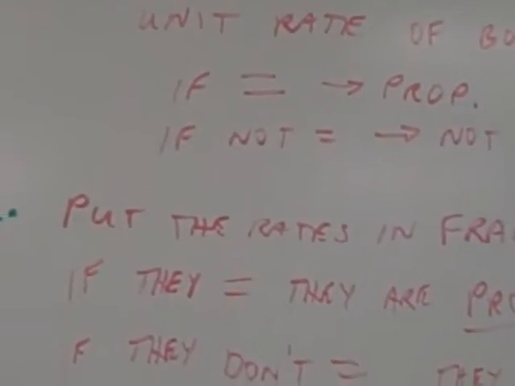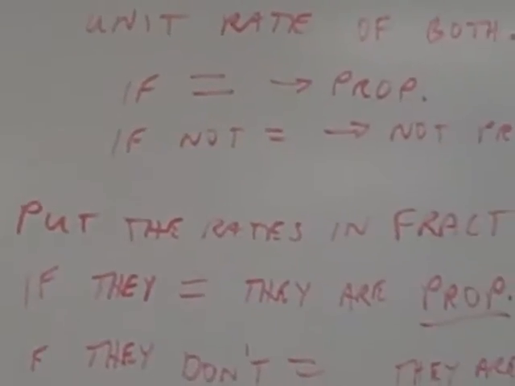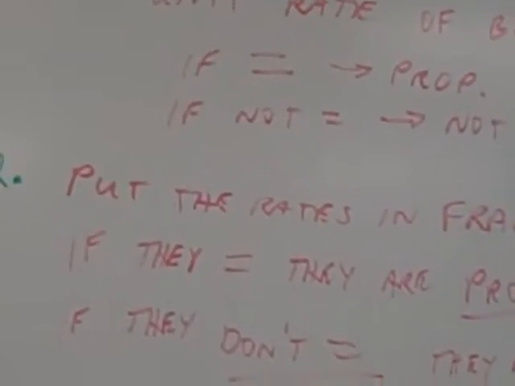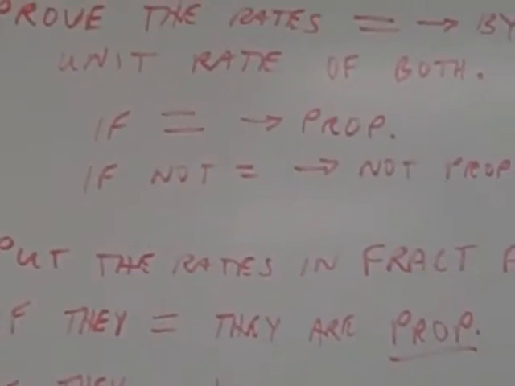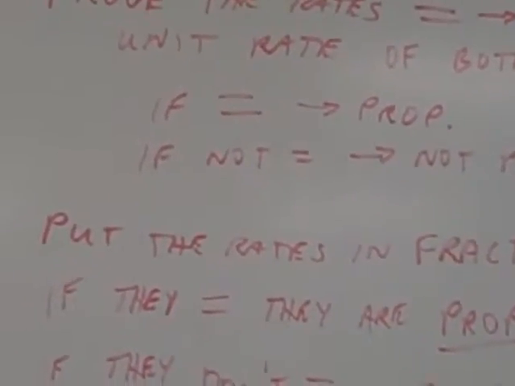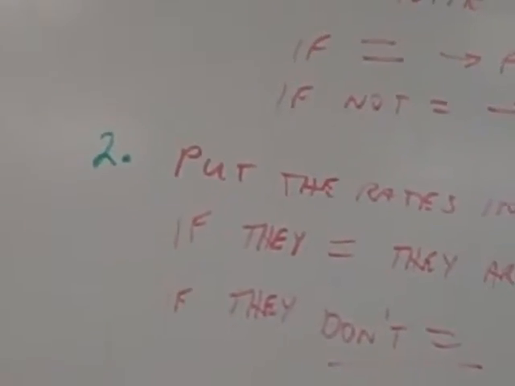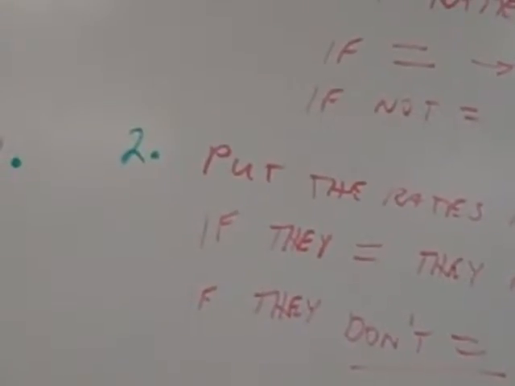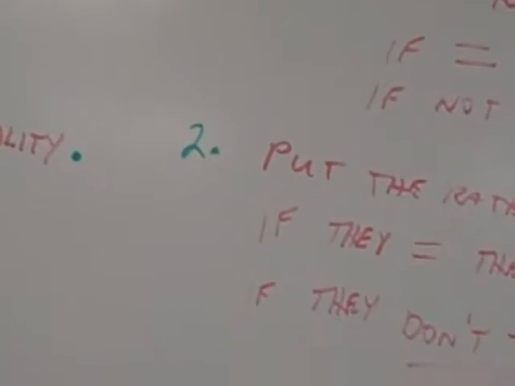So in other words, what we're doing is Thursday's work, last Thursday. There's going to be two rates in every problem. You work both rates to unit rate. If they equal, you write proportional. If they don't equal, you write not proportional. Thank you, sir. Not proportional. Okay? That's how easy. Alright?